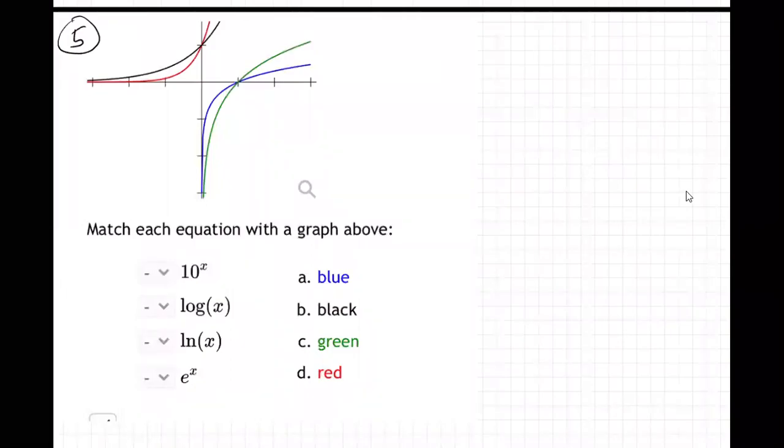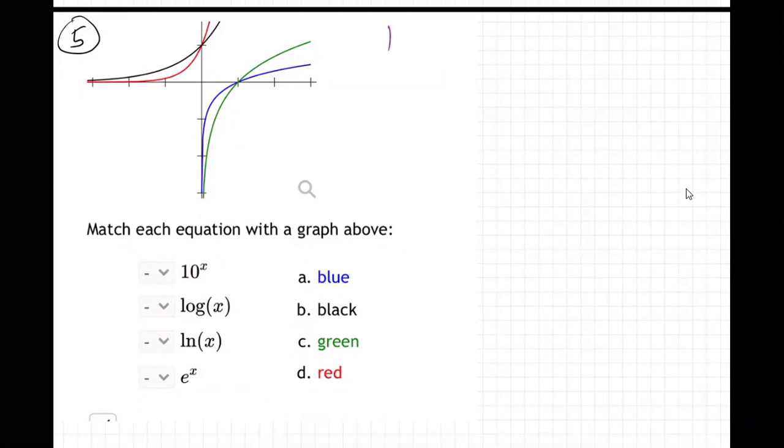Okay, so on this one, we are trying to match each equation with a graph above. So I'm trying to graph equations with which ones are their graphs. Well, this is a good comparison. Let me give you some key and important facts.